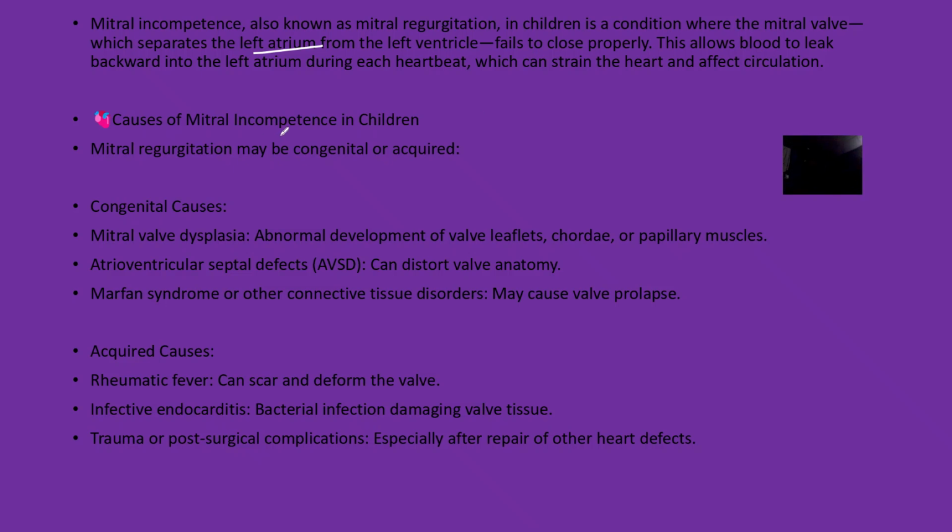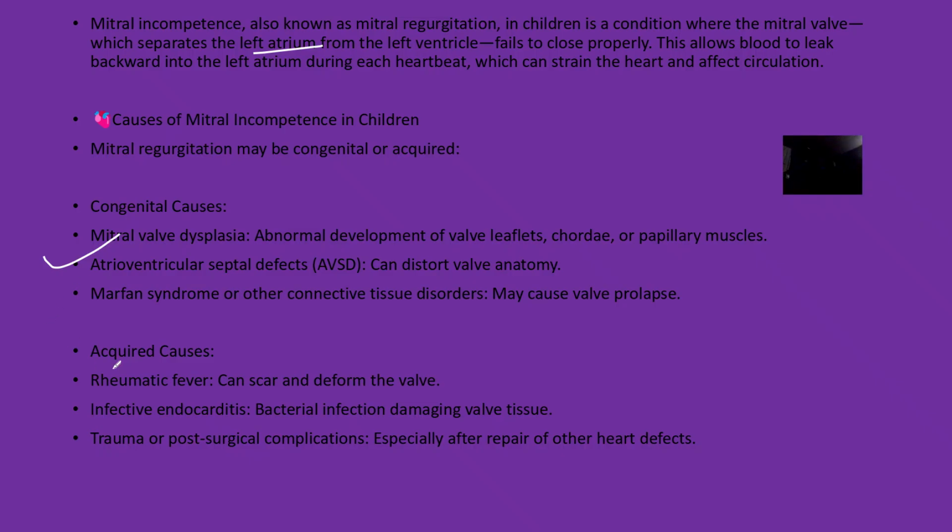So causes of mitral valve incompetence: it could be congenital or acquired. Congenital simply means you are born with this issue. Acquired means you are having this condition because of one or two things coming in. Do you understand? So for the congenital one, that's the one that you were born with, you have things like mitral valve dysplasia, atrioventricular septal defect, Marfan syndrome, or any other connective tissue disorder that is making your connective tissues abnormally soft.